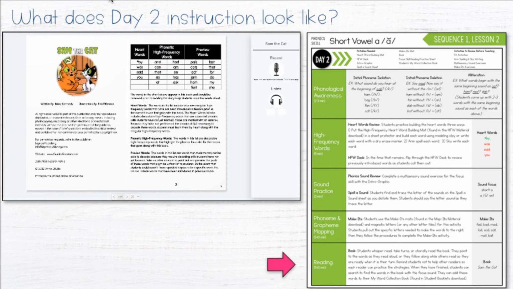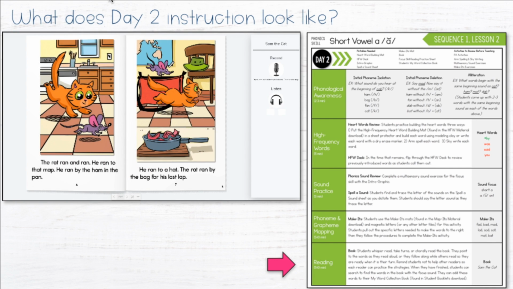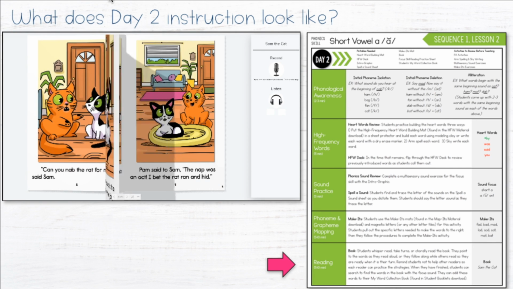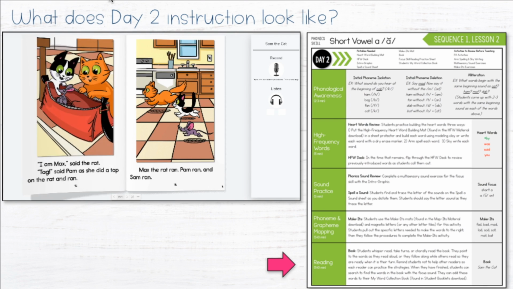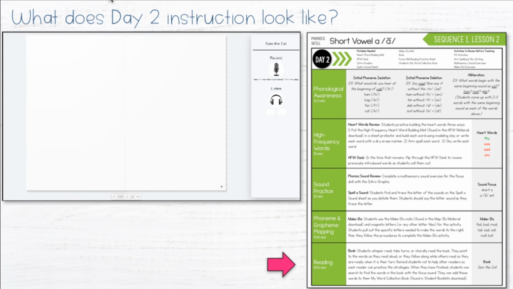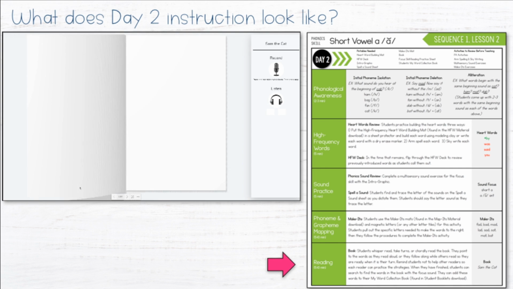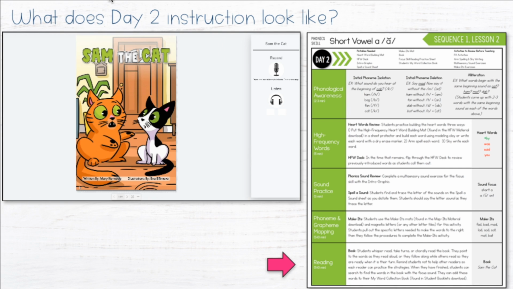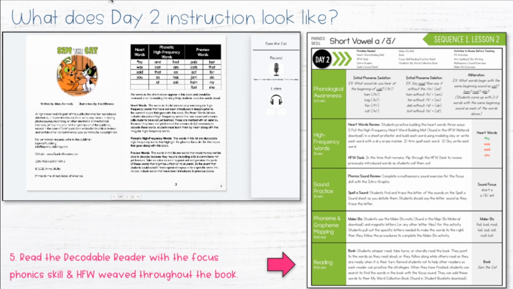And then you move on to reading. This is where the students are now going to read the decodable book that is aligned with the skill that you just taught. That's when you bring in your decodable reader and you're focusing on applying the skills that you just taught them during day 1 and day 2's instruction. So you bring in that decodable text that focuses on the same phonics sound that you taught. That is what you're going to do on day 2.